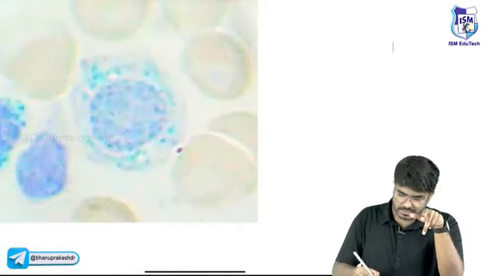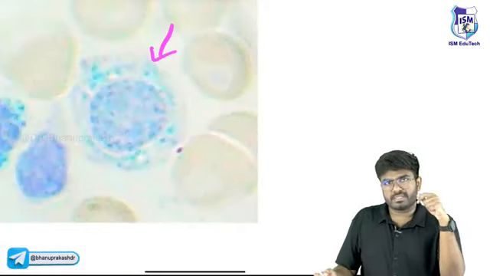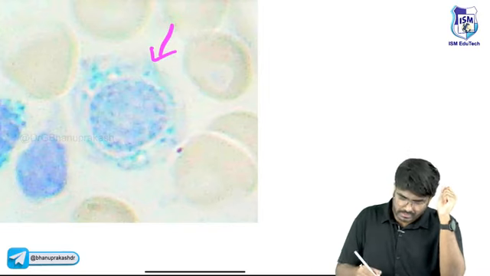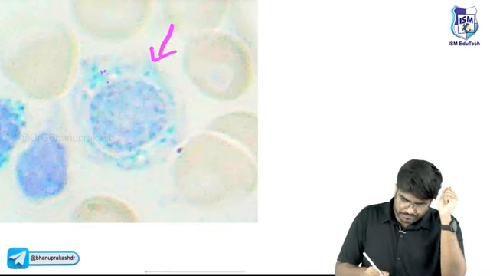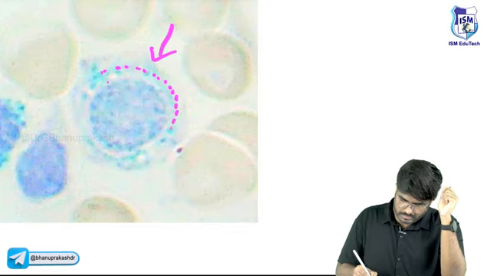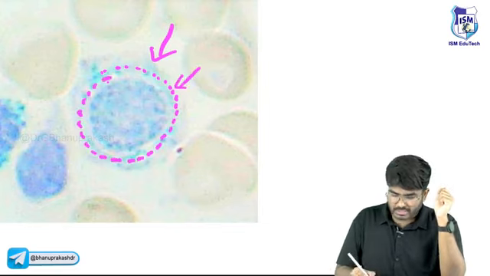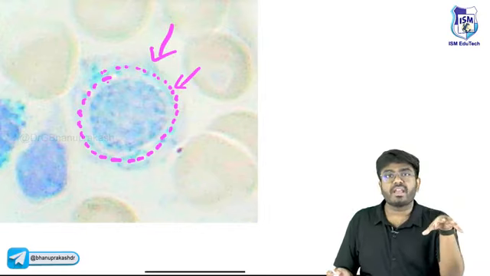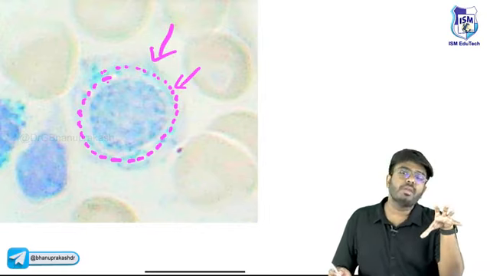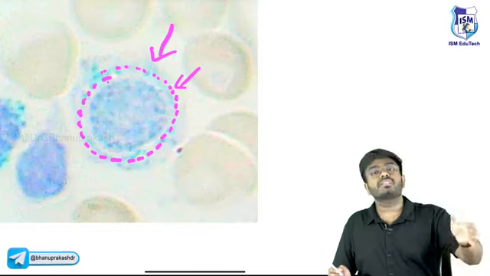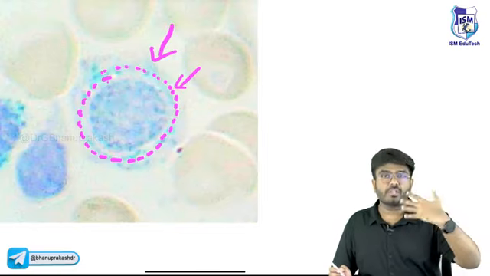This is the RBC. Now in the RBC, there is iron accumulation. So this is actually an immature cell. The patient is having severe anemia, so the immature cells are coming into the circulation.